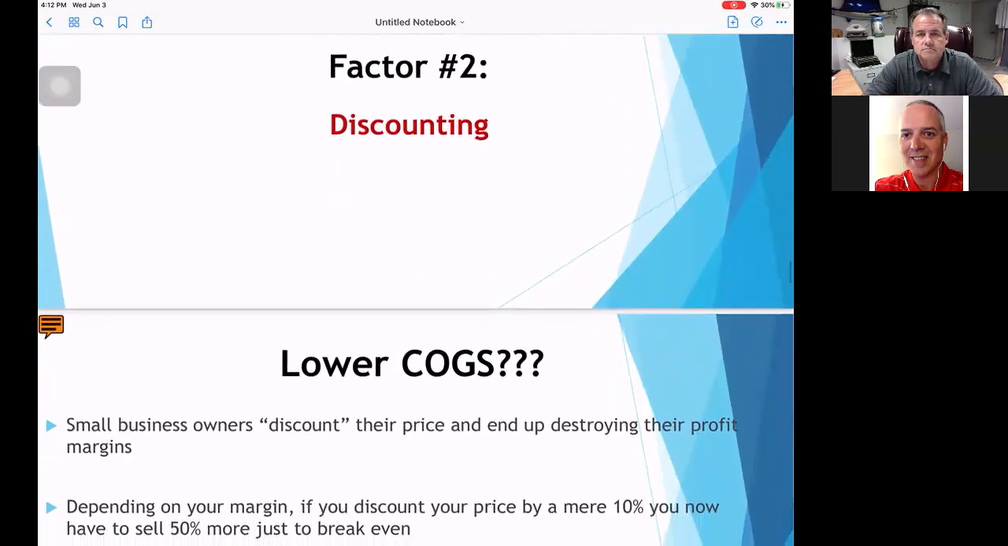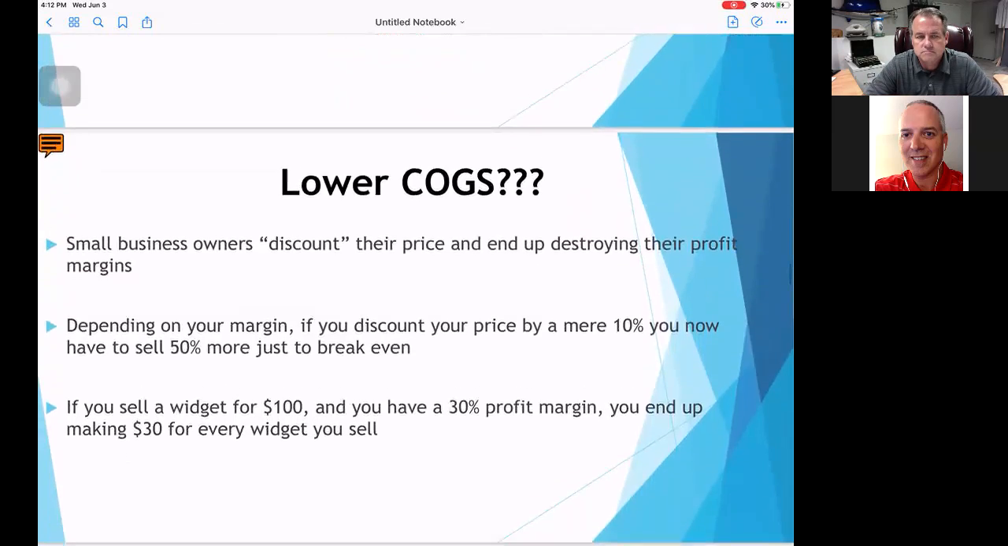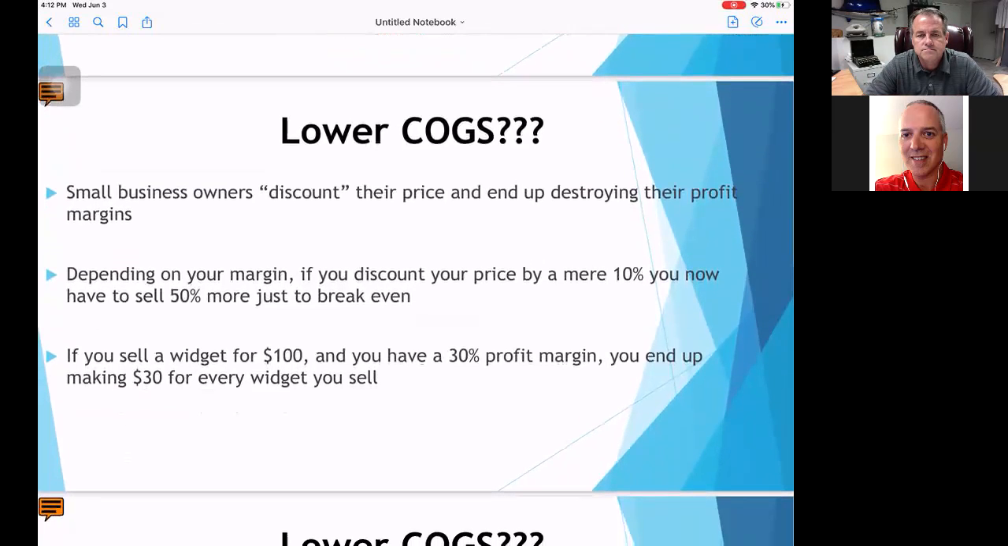The other thing we talk about would be discounting. That's a great way to ruin things. Small business owners discount their price and end up destroying their profit margins. Depending on your margin, if you discount your price by a mere 10%, you might have to sell 50% more just to break even. So if you sell a widget for $100 and you have a 30% profit margin, you end up making $30 for every widget you sell.